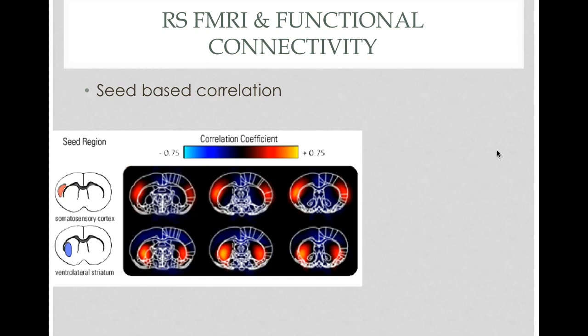So in this case, if you took the average signal of the somatosensory cortex, then you would look at all the other regions of the brain and see how correlated they are to that seed-based signal. And this result that's seen in the top here is pretty typical, where you have high levels of correlation from the bilateral version of that. So the somatosensory cortex on the other side of the brain is highly related to the one on this side of the brain.